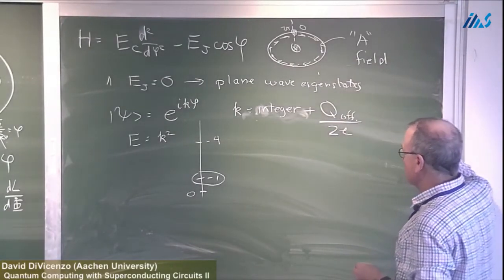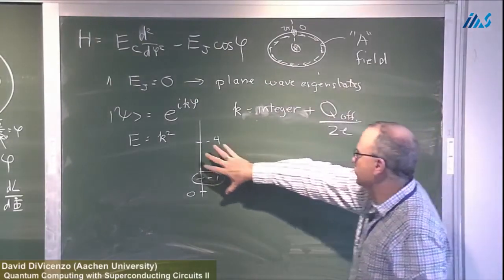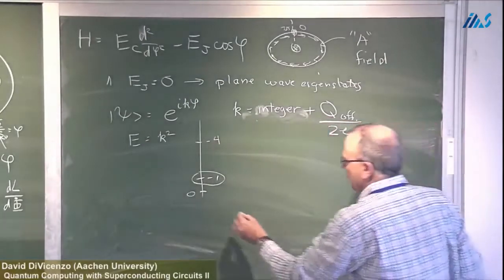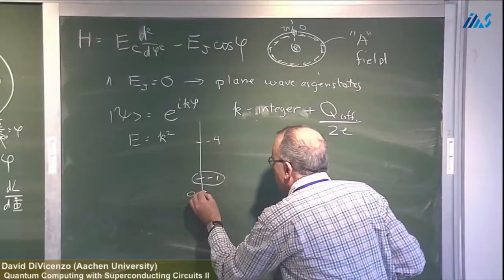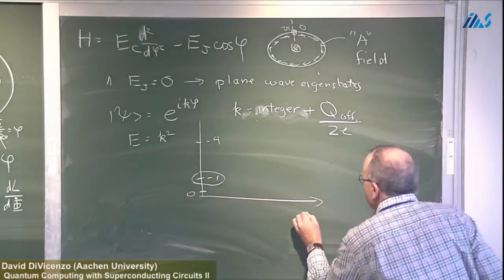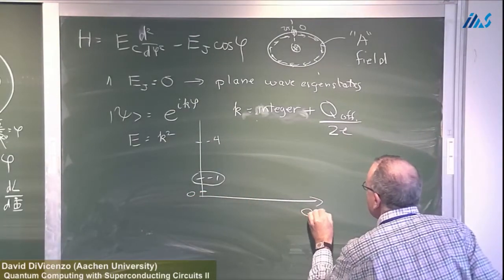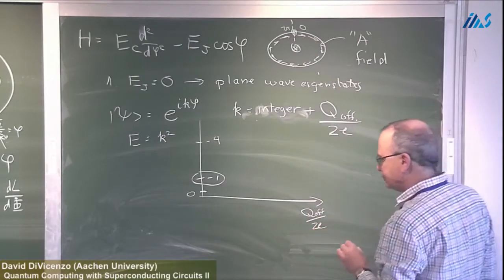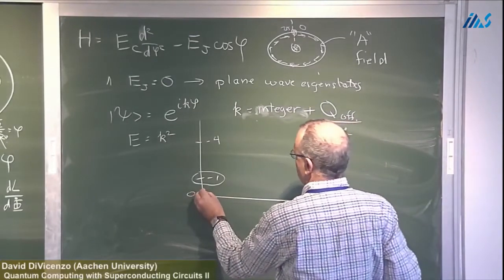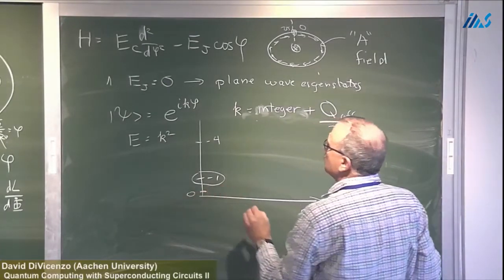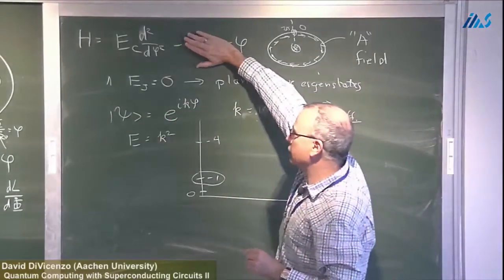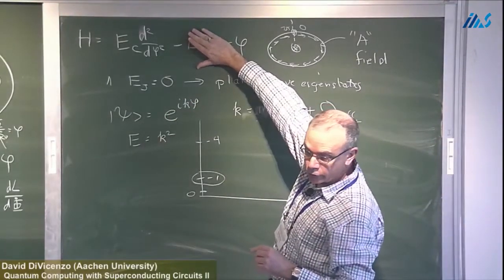Okay, so the Q offset appears, and it changes the spectrum, and changes it in a very easy way, in fact. I'll write on this axis Q offset divided by 2e. And what I get are parabolas. I've still been doing EJ of 0. I'm going to bring back EJ in a moment. I had temporarily thrown away the Josephson coupling.